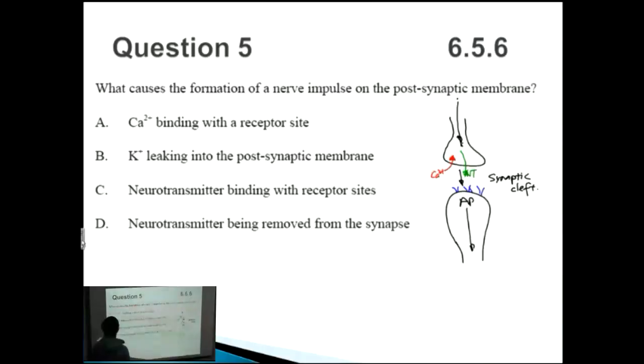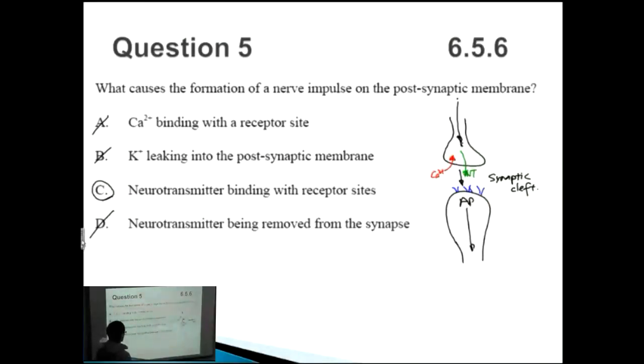So let's see if you can find that there. Calcium binding with a receptor site. Well, calcium doesn't bind with a receptor site because it comes in, doesn't it? It comes into the presynaptic membrane. Potassium leaking into the postsynaptic. Where did potassium come from? C, neurotransmitter binding with the receptor sites. That seems correct. And D is incorrect.